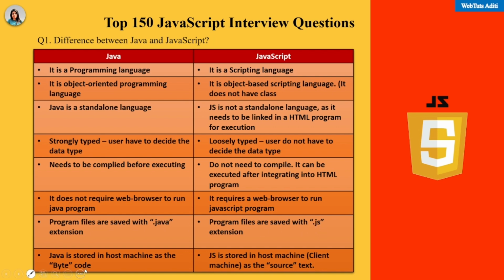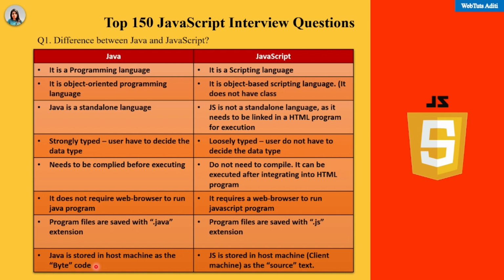Okay, next is Java is stored in the host machine as bytecode. And in case of JavaScript, it is stored in the host machine, that is the client machine, as source text. That is, in case of Java, you do not have the source code, like the main file in which you wrote the program. It will be converted to bytecode when you compile that main file. So if the host machine has bytecode, it will allow you to execute that program.